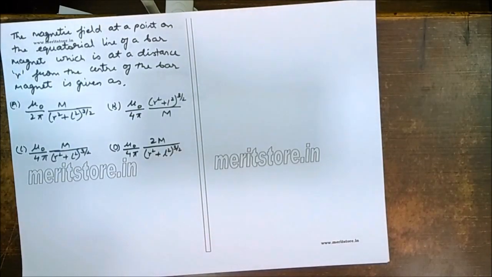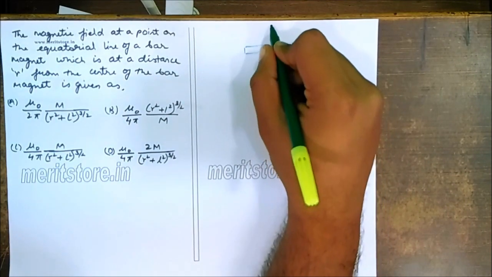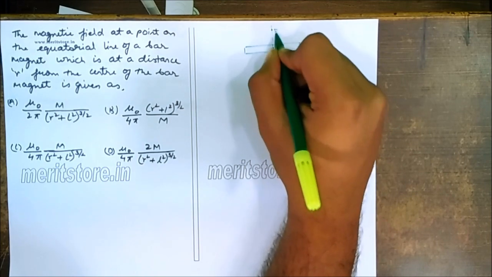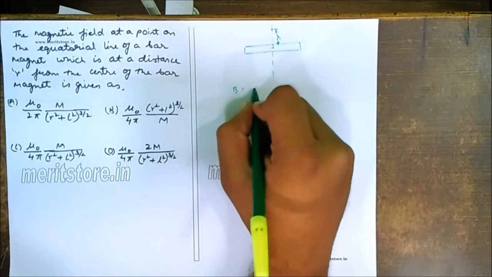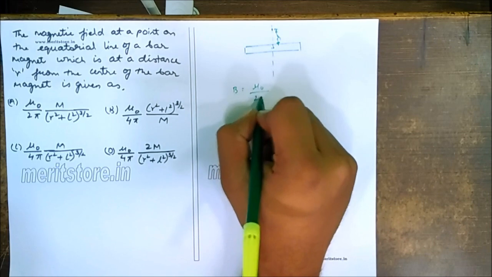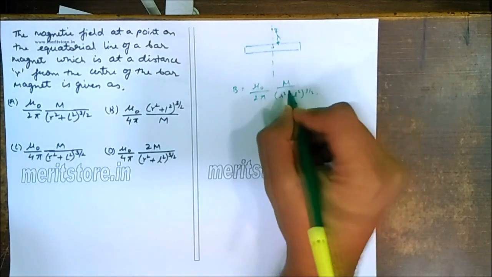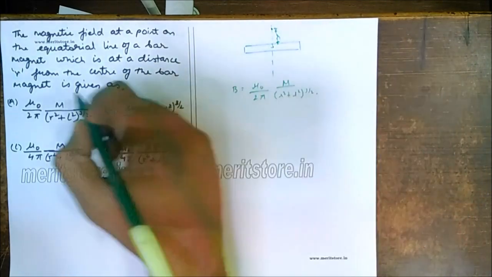The next question. Magnetic field at a point on the equatorial line of a bar magnet, which is at a distance r from the center of the bar magnet. So here the distance is r on the equatorial line, and we want the magnetic field, that means B. So B is given as mu naught upon 4 pi, m upon r square plus l square the whole raised to 3 by 2. Here it is not 2m, it's just m because it is on the equatorial plane, hence option A.